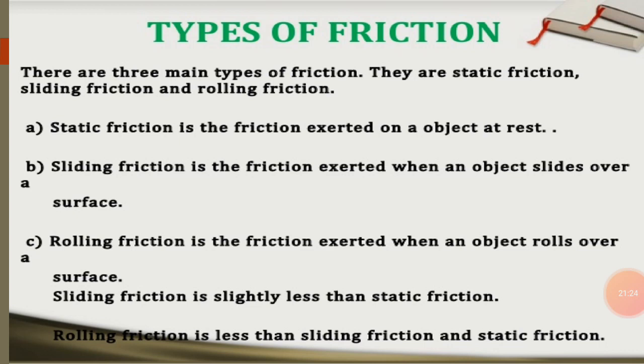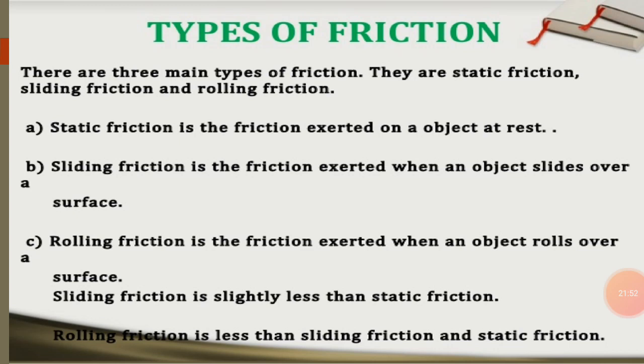So we can define it like this: there is a maximum frictional force present between two objects when one object just tends to move or slip over the surface of the other object. This is called static friction. So it is a kind of starting friction, because in this case the object just tends to start moving, but it does not actually move.